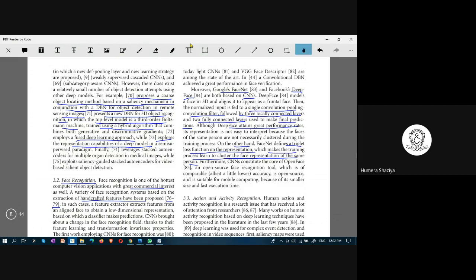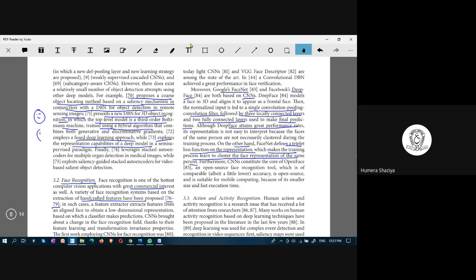This implies that Deep Face is good at recognizing the face very well, but it's not easy to interpret it. And this FaceNet, which is developed by Google, defines a triplet loss function which makes the learning process learn to cluster the face representation of the same person. The same person's face would be different from different angles, so we have to cluster it. If this is a front face, there may be a side face, and at different angles. And you can have different expressions on the face. Different expressions would give a slightly different look of the face.